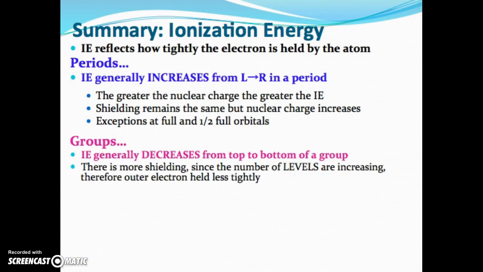So in summary, what you need to know about ionization energy is what it is, the amount of energy needed to remove an electron, and that as you go across the period, it goes up because there's a greater nuclear charge. The shielding remains the same, but the nuclear charge is increasing. For pre-IB, we're going to talk about exceptions to this for half and full orbitals. For groups, ionization energy decreases as we go top to bottom because there's more shielding, because there are more energy levels. Therefore, the electrons don't feel the attraction as much as you go down, so it's easier to pull it away.